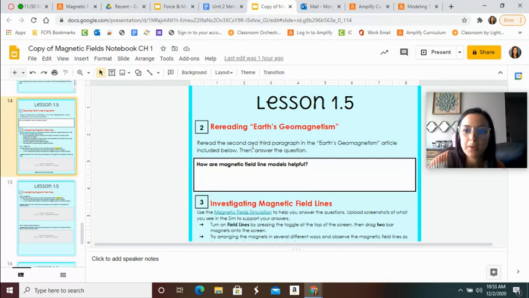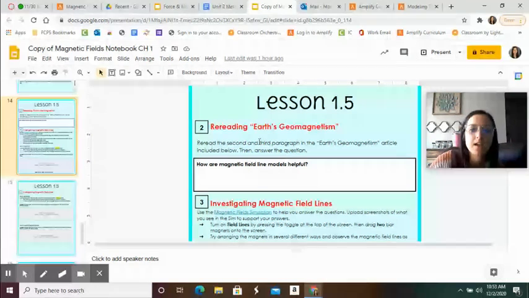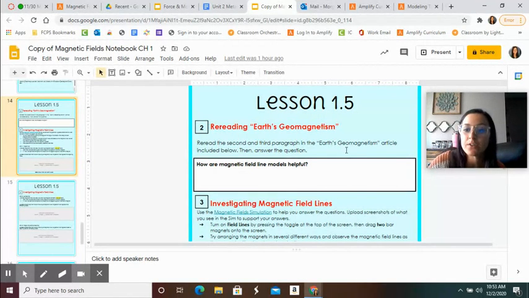So in the notebook, the first thing that needed to be done was a rereading of just the second and third paragraphs in the article that we read on Monday or Tuesday of last week, depending on when you had class. And so we are looking at that article to answer this question. So how are magnetic field line models helpful?